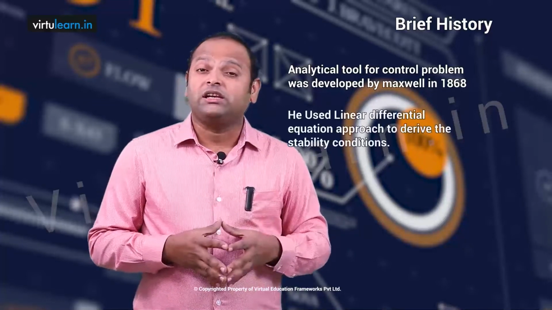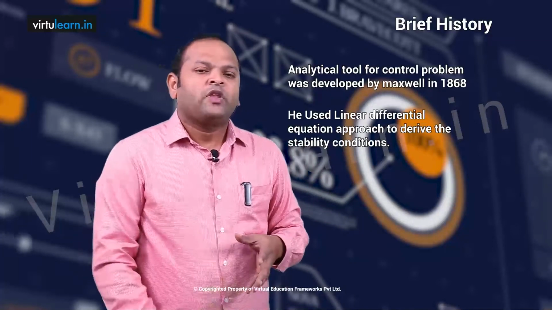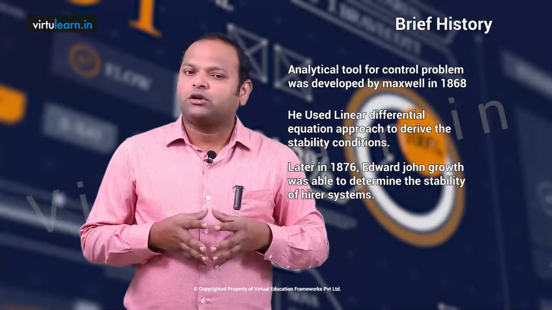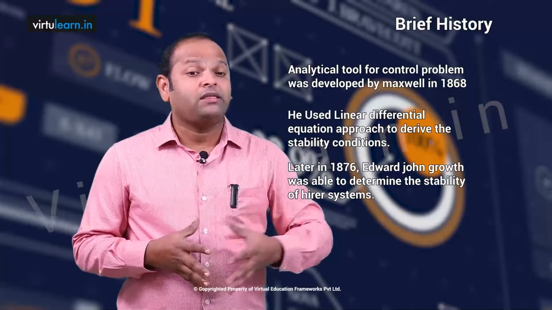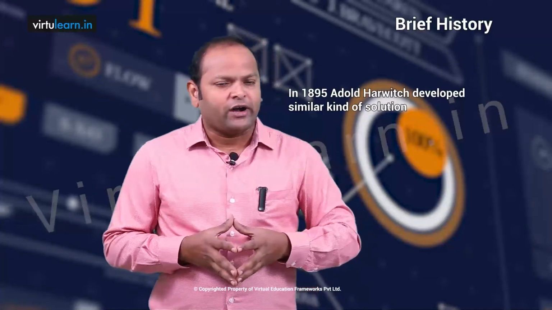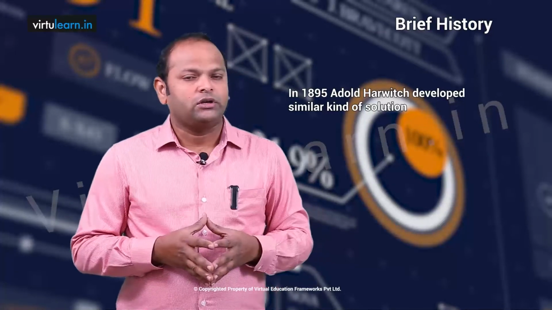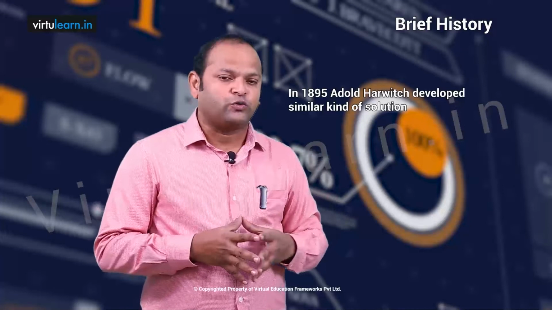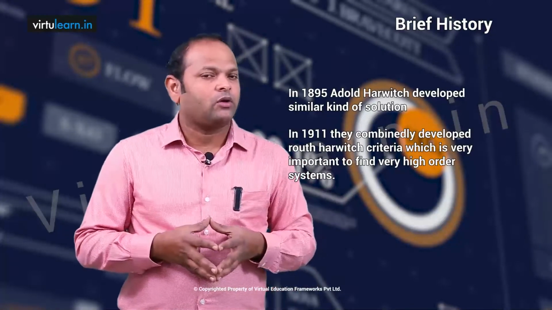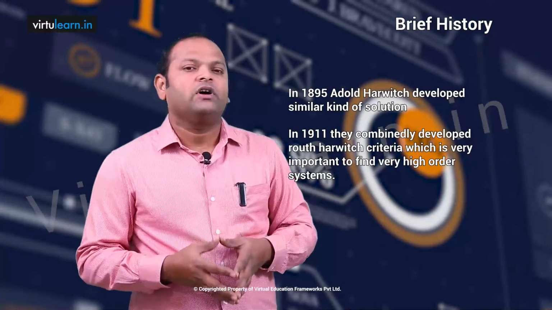Next, the analytical tool for control problems was developed by Maxwell in 1868. He used a linear differential equation approach to derive the stability conditions. Later, in 1876, Edward John Routh was able to determine the stability of higher order systems. Similarly, in 1895, Adolf Hurwitz developed a similar kind of solution, but he was unaware of Routh's work. So in 1911, they combined to develop the Routh-Hurwitz criteria, which is very important to find the stability of very higher order systems.